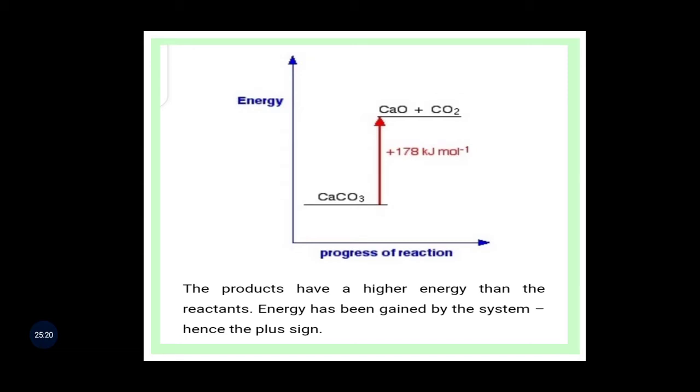Like this one, I know definitely that decomposition is an example of an endothermic reaction. So I know that my reactant will be lower and my product will be higher. The reactant here, the calcium carbonate CaCO3, you can see it down, and then the calcium oxide and the carbon(IV) oxide, which are the products, you can see them higher in level than this. So you can be given such a question. Take note: the product has a higher energy than the reactant. Energy has been gained by the system, hence the positive sign.